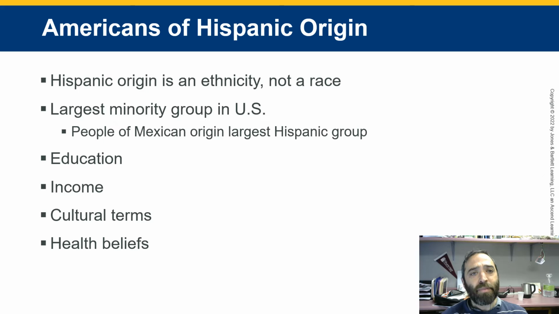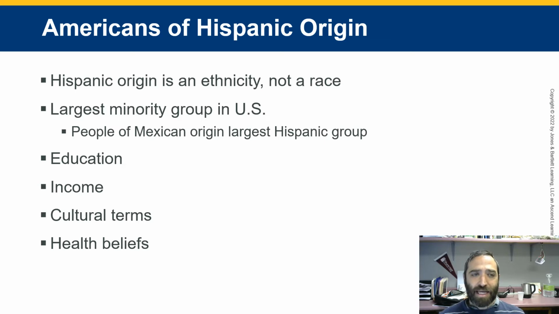So they are the largest minority group in the United States. They have been growing and they surpassed African Americans, I think about 10 years ago. So in terms of people groups within the United States, people of Mexico are the largest Hispanic group, followed by, I think, Puerto Rico and Cuba. Ecuador also has a large representation here in the United States.